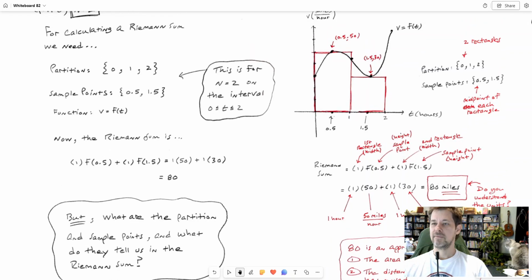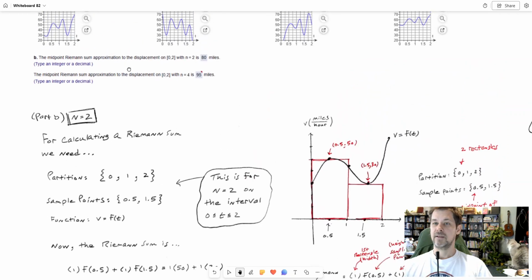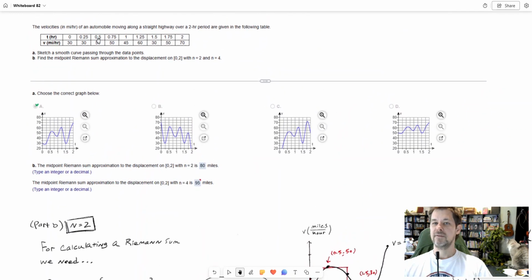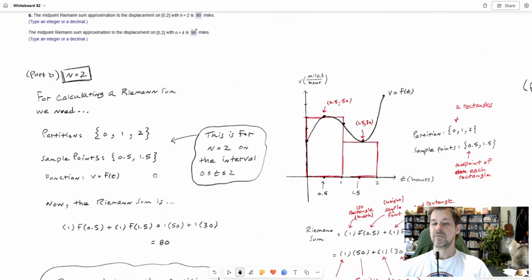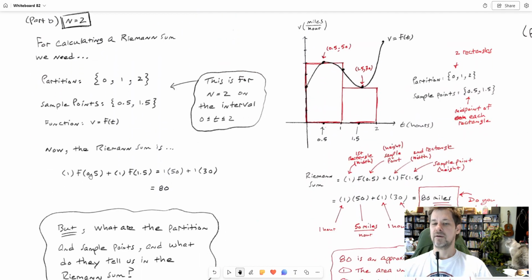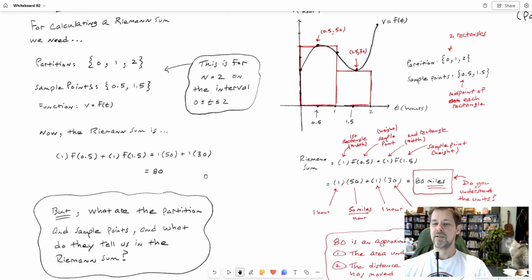Remember, I don't have a formula for this function. How do I evaluate it? That's on the table. F of 0.5, when t is 0.5, the velocity, the function value is 50. And at 1.5, it's 30. So notice that's what I put in here after I wrote it out. It's 1 times 50 plus 1 times 30, and that's 80.